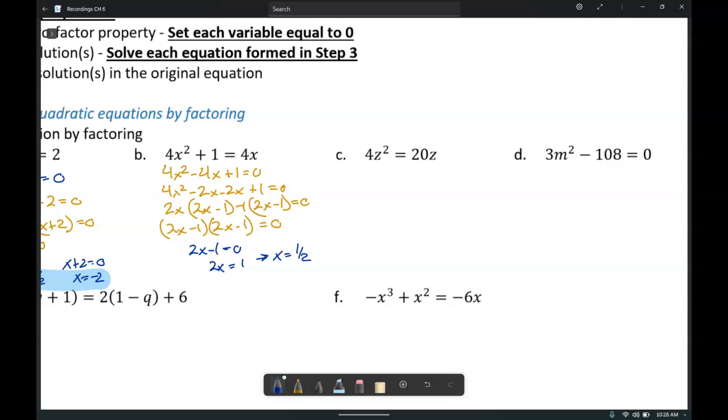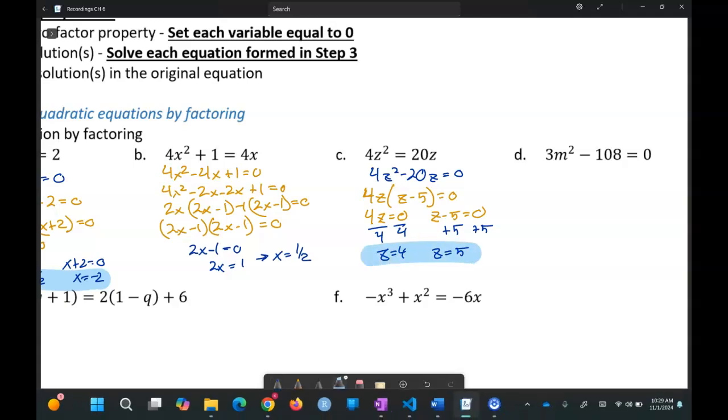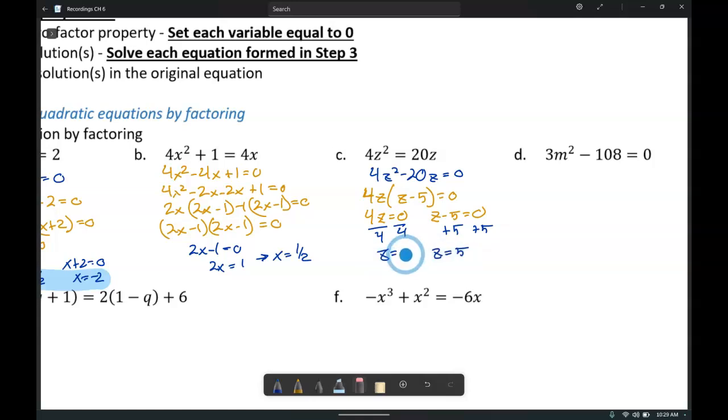Go ahead and put it in standard form. And here, since we only have two terms, we'll start with a GCF for z minus 5. Set both of these equal to 0. And we're left with z equals 4. And so there's our two solutions. Sorry, I did not mean to write 4. I meant to write 0. Apologies.